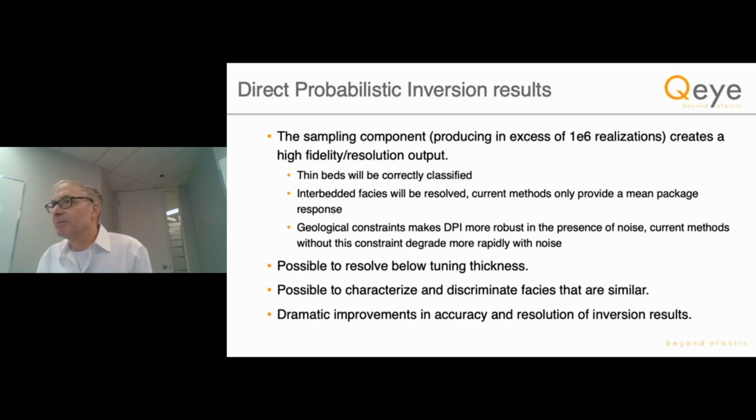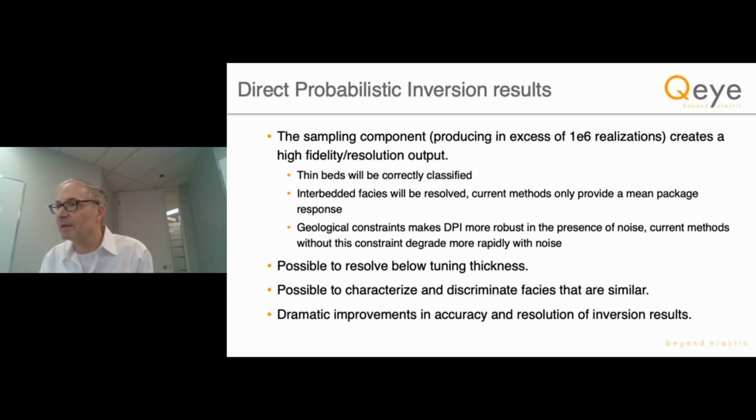The results from DPI, there's a sampling component, which I'll describe, which is basically how we come up with the realizations for the range of probabilities that fit the seismic data. And this creates a high fidelity resolution output. So thin beds are correctly classified. Interbedded facies can be resolved.